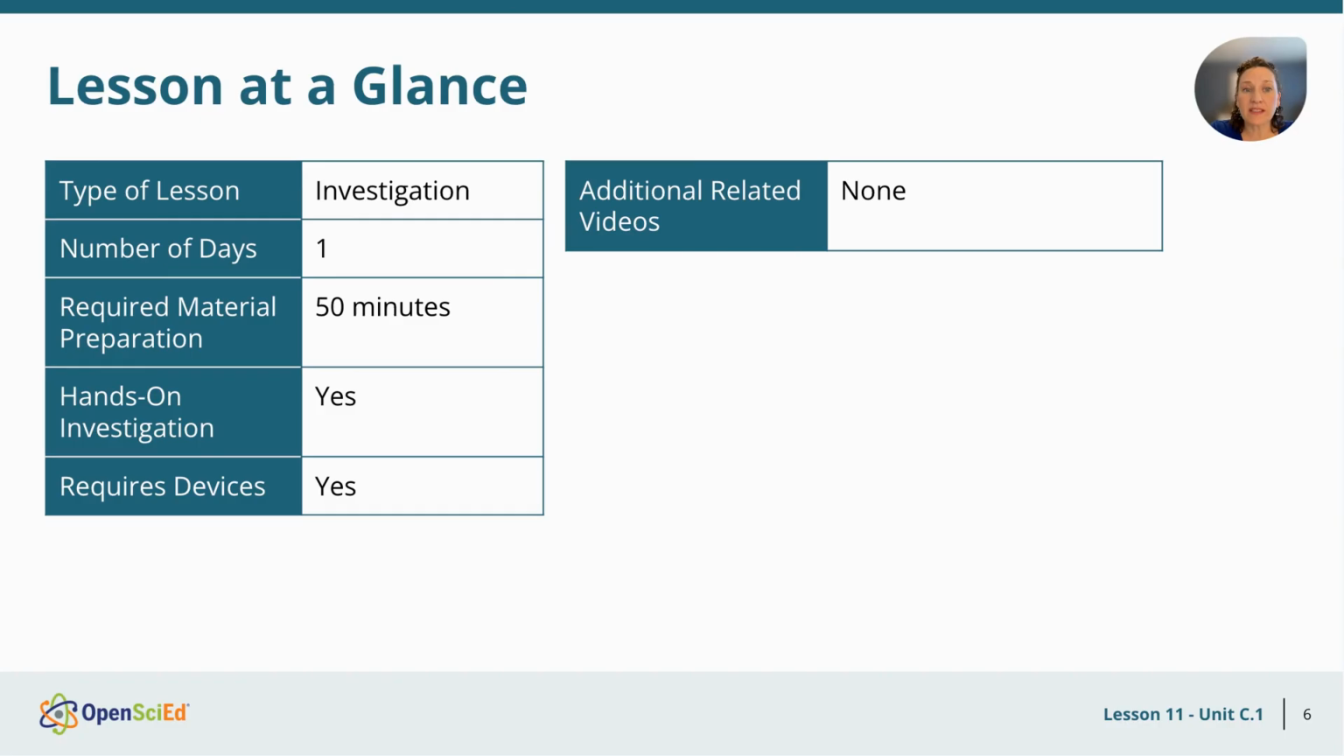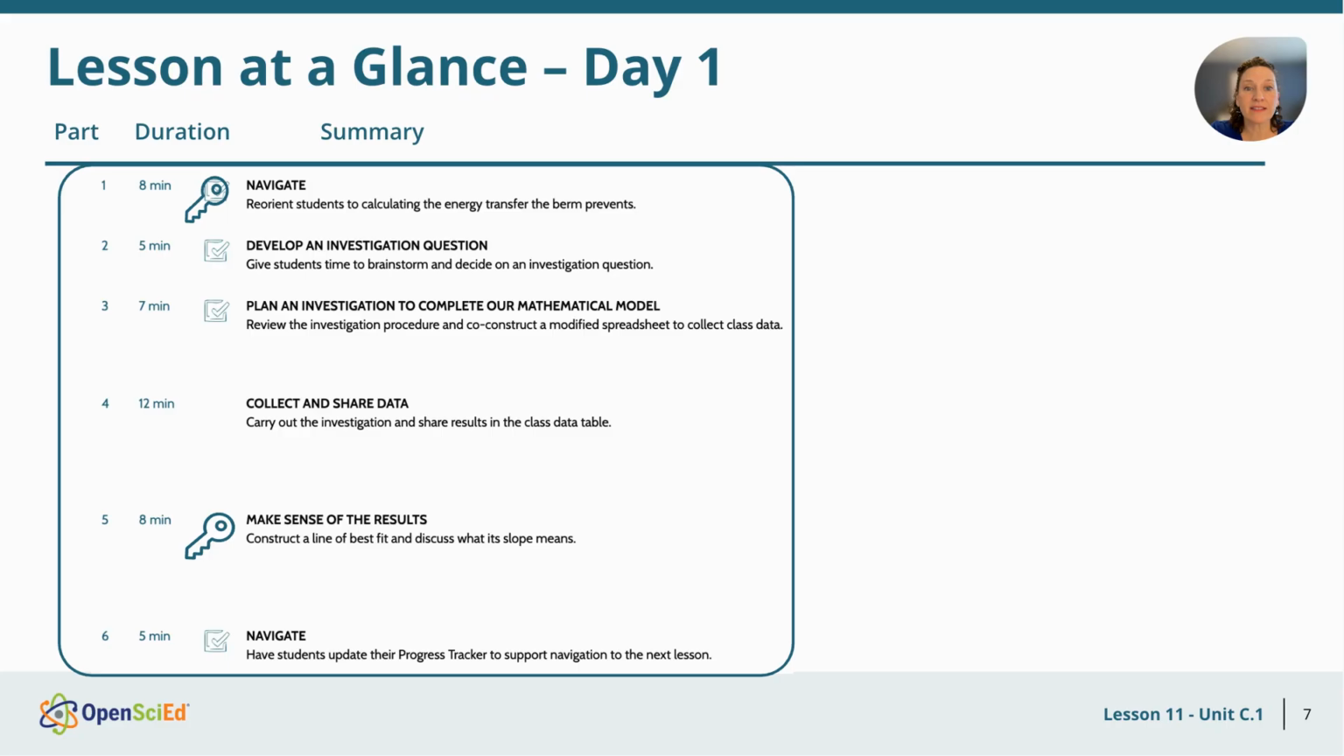This is a one-day lesson where students will plan and conduct an investigation in which they measure both the temperature change of the water and the mass change of the melting ice. We reflect on where our new heat equation fits into the energy transfer model, and we realize that we don't know what affects the amount of ice that will melt other than the incoming heat. So we plan and conduct an investigation to measure both the temperature change of the water and the mass change of the melting ice.